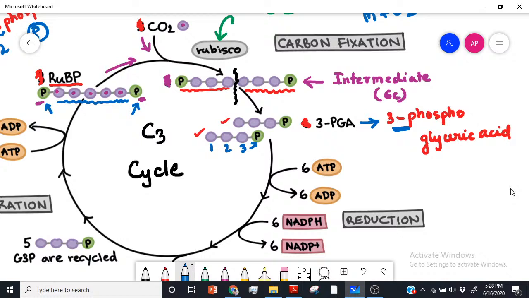Okay, right? Now, this 3-PGA is very important to keep in mind. This is a 3 carbon containing compound, so basically it's a 3C, and this is the first stable product of the C3 cycle. First stable product of the cycle, first stable compound of this cycle, right? The first stable compound of this cycle.